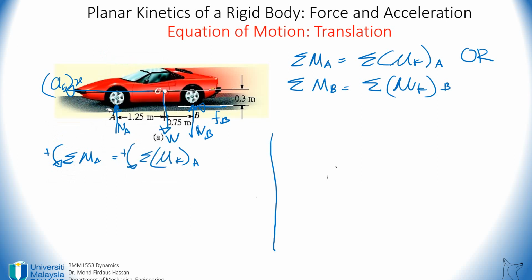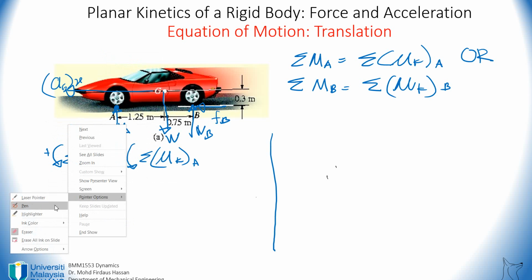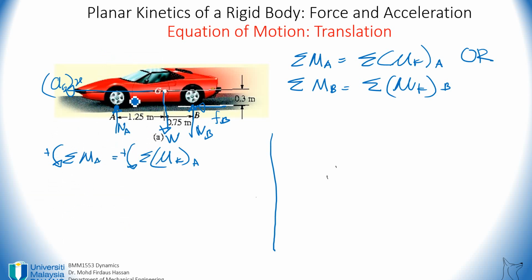Okay, now you are referring to point A. So any forces acting directly to point A are not counted. For example, NA. Of course, NA is not counted because it goes directly to point A, or any forces that come up from point A, or any forces that cross point A are not counted in calculating the moment. For example, NA crosses point A. Of course, it doesn't count.